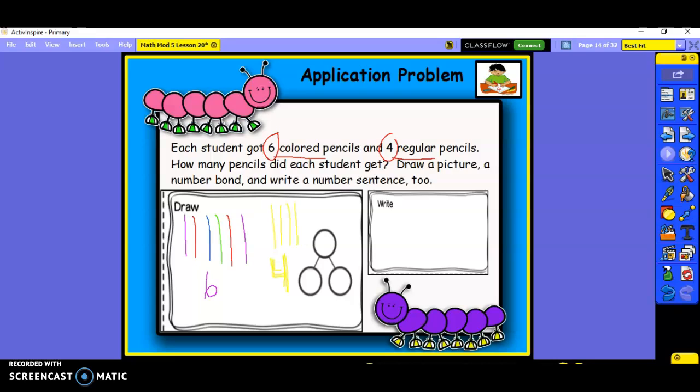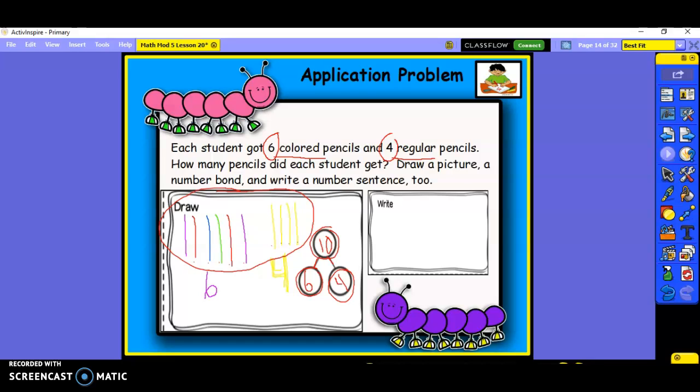So let's look at our number bond. That's right. Our number bond is whole, part, part. We know our parts first. So let's write in our parts in our number bond. We had 6 and we had 4. When we put 6 and 4 together, let's count all of those colored pencils in all. 1, 2, 3, 4, 5, 6, 7, 8, 9, 10. That's right. We have 10 pencils in all.